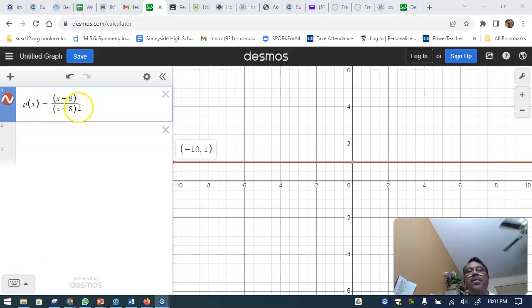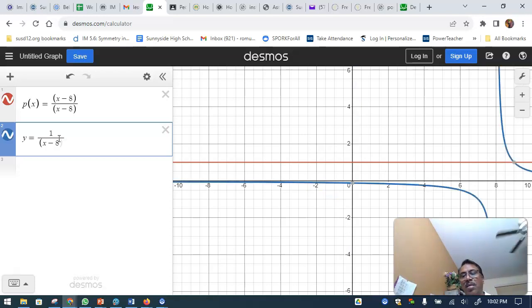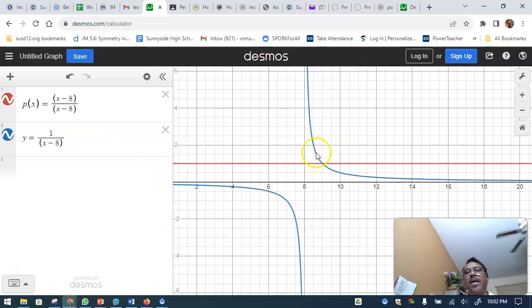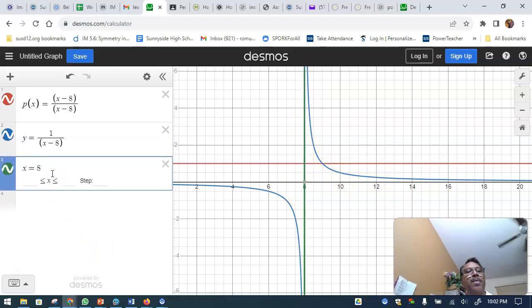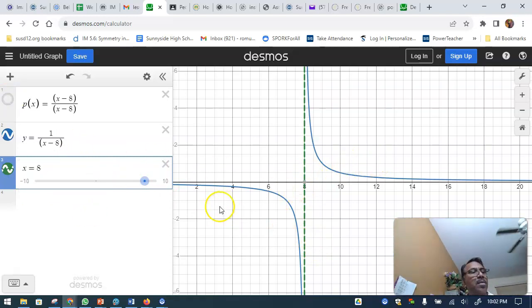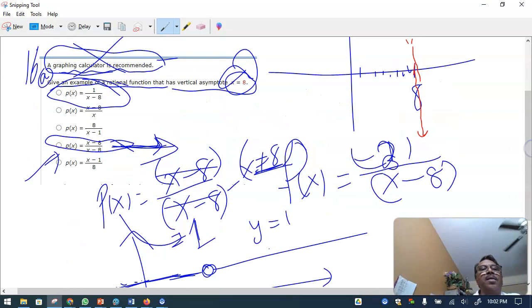For this function, there is no vertical asymptote, but if we put y equals 1 divided by x minus 8, you can see clearly, if you pull this out, at 8 on either side, the graph, see how it is? So there is a vertical asymptote here, which is x equals 8, and you can put a dotted line, there you go. So this is the right one. Naturally, when you're working on this problem, the first one is the correct answer.